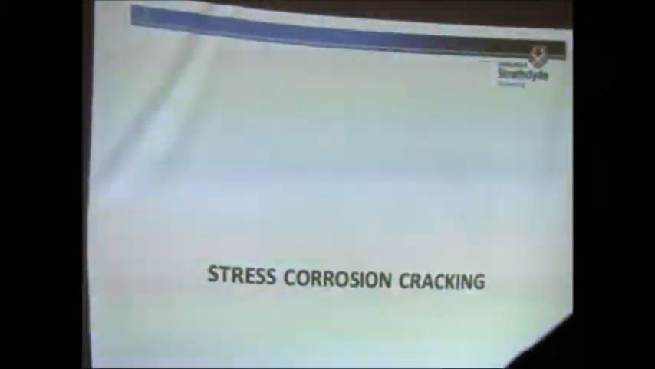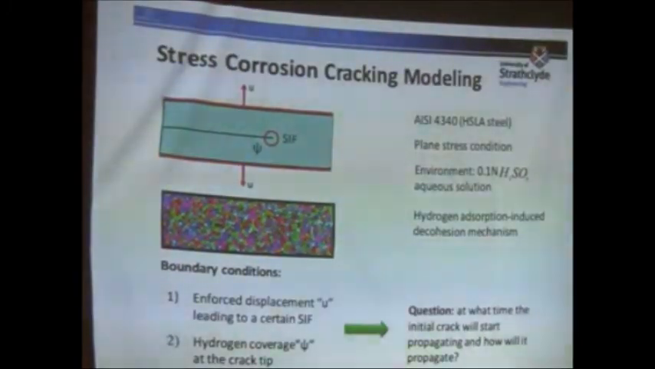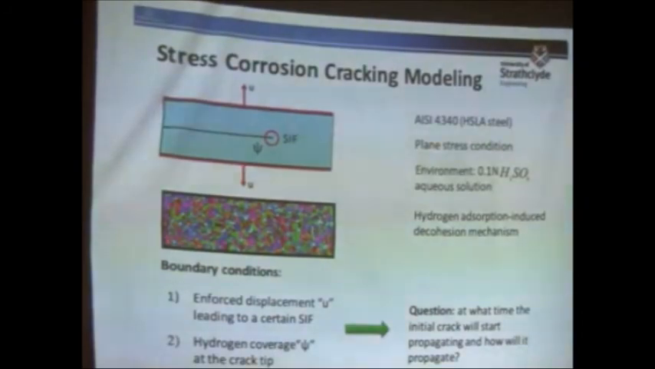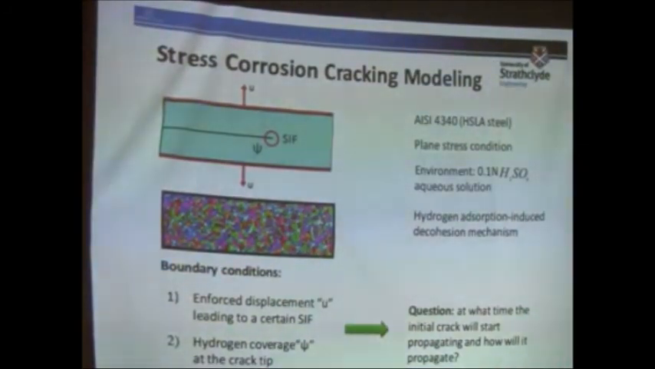So we apply peridynamics, as I mentioned earlier, for stress corrosion cracking analysis. For this particular case, we just considered a very simple problem. Why? Because there is an experimental study for this, so that we can compare our numerical results. And this is our test specimen.